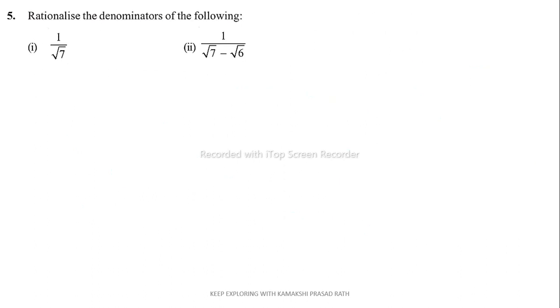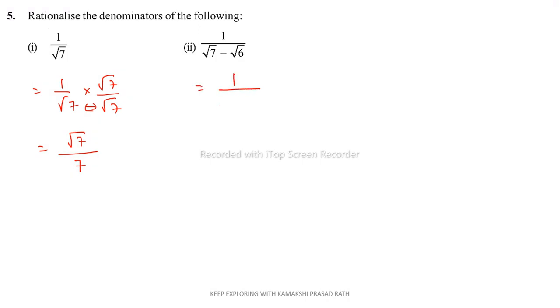The next question, rationalize the denominators. Now we have already seen, first we need to find the rationalizing factor. Since the denominator is root 7, we need to multiply by root 7 again. So we are left with numerator as root 7, and when you multiply the denominators, root 7 into root 7, we get 7. So hence our answer is root 7 by 7.